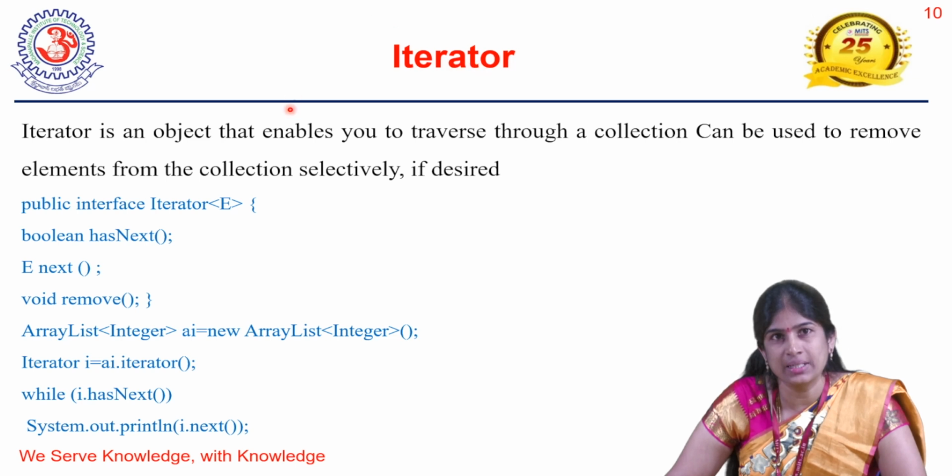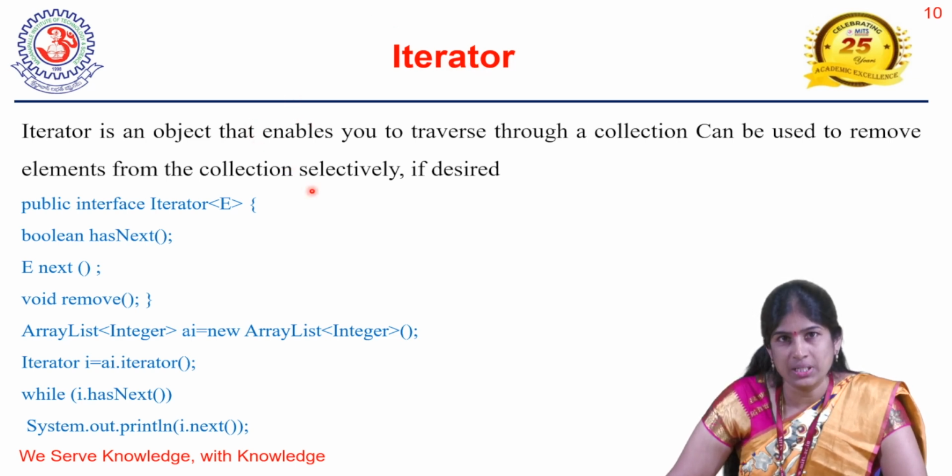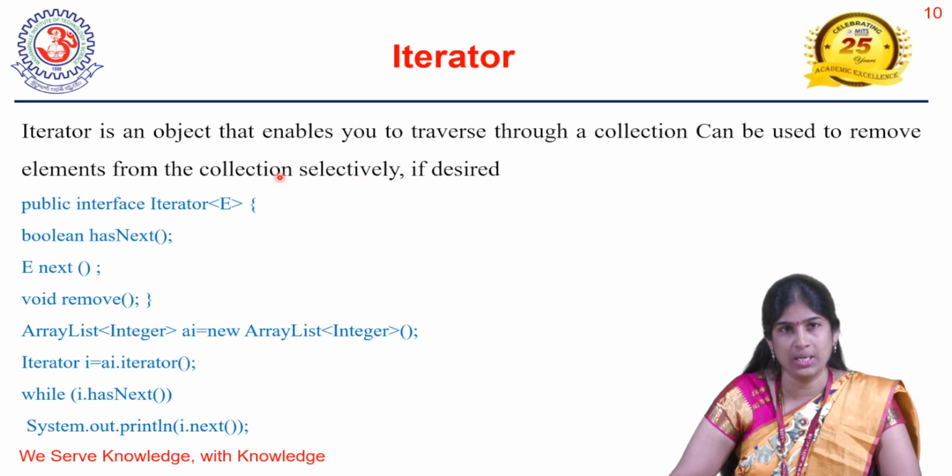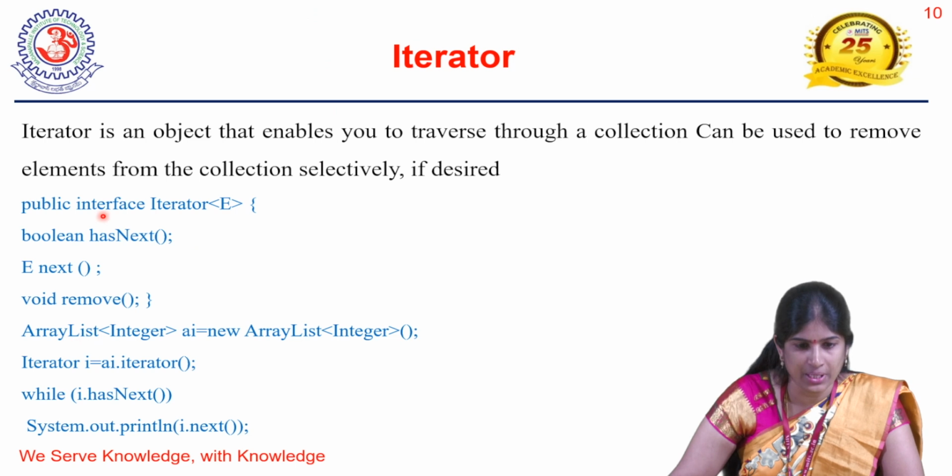Next, iterator. Iterator is an object that enables you to traverse through the collections and can be used to remove elements from the collections. Two operations can be done with the help of the iterator. One is you can traverse through the collections, and another is you can remove elements from the collections. If you see here, the interface Iterator has three methods. The three methods are hasNext, next, and remove.